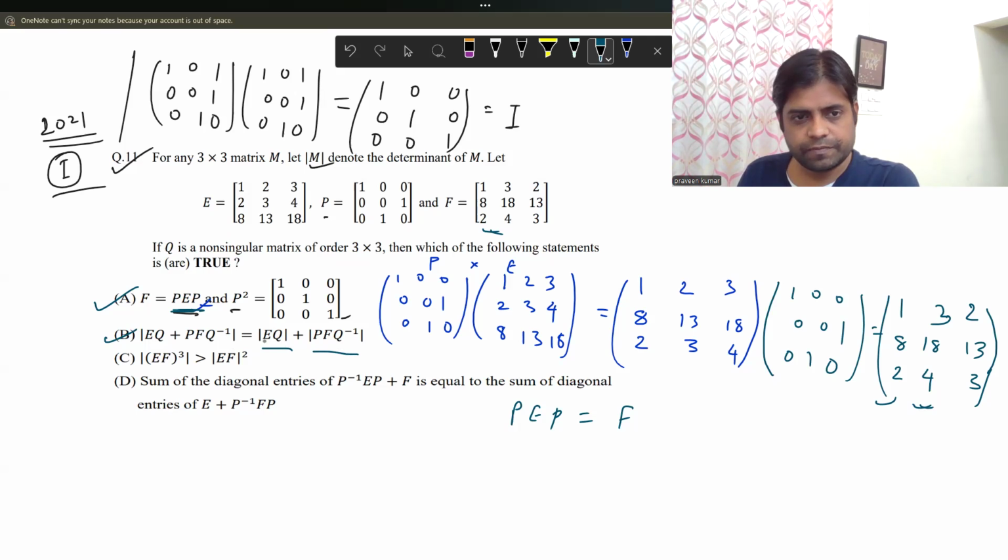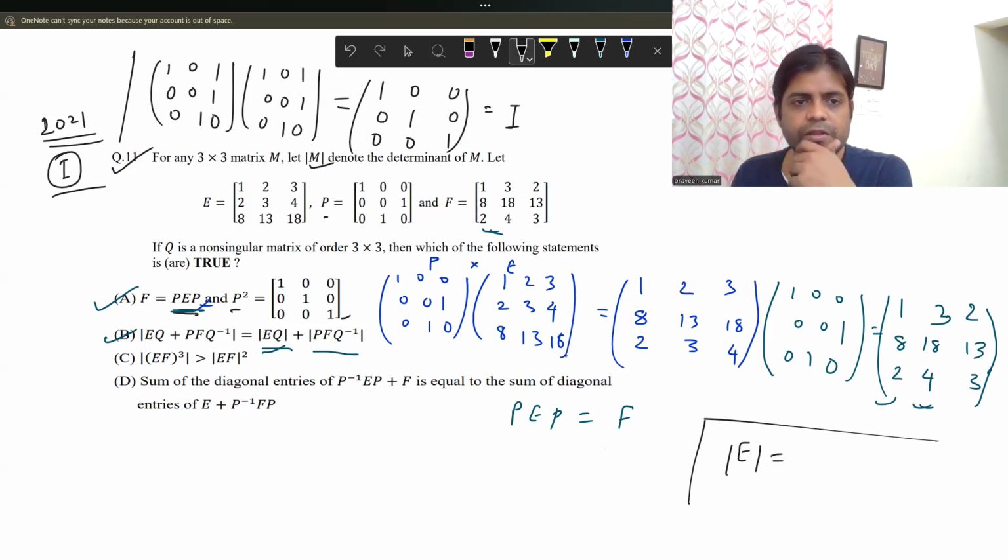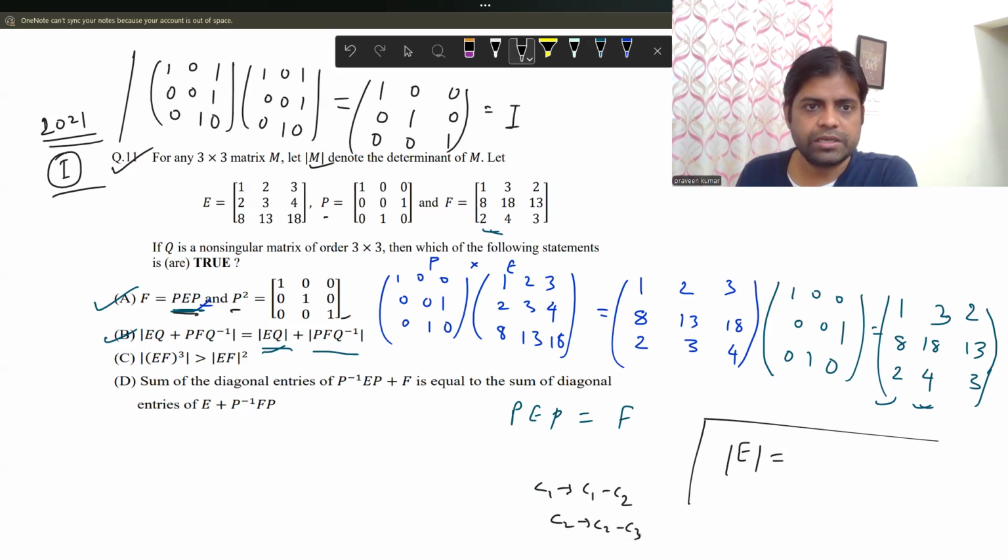Okay. So for a try, let's see what the determinant value of EQ is, but we don't know what Q is. So can we find determinant of E? Yes. So try to find determinant of E once. So let's find out determinant of E. Okay. Or can we do any operation here to get it easily? If you do this, C1 is C1 minus C2 and C2 minus C3, equal to 0. So determinant E is equal to 0.